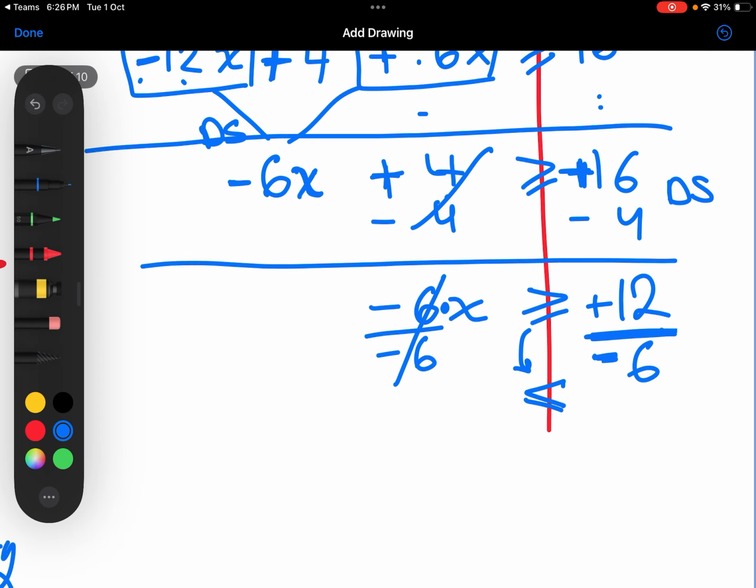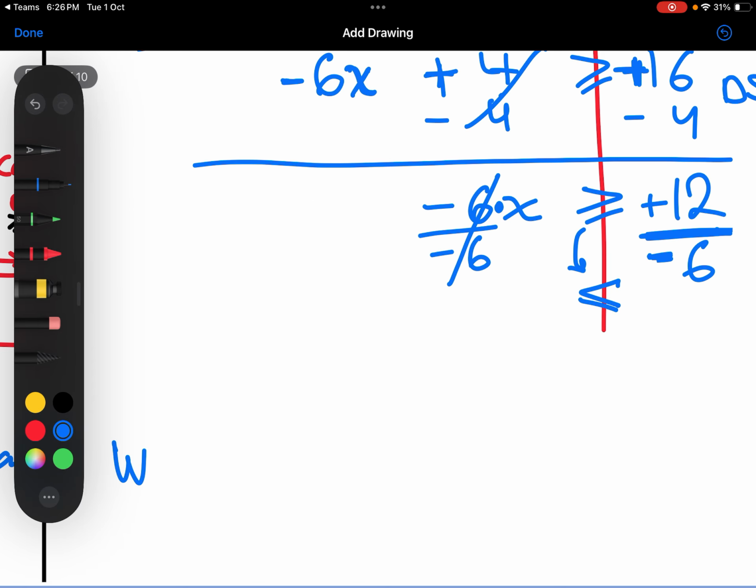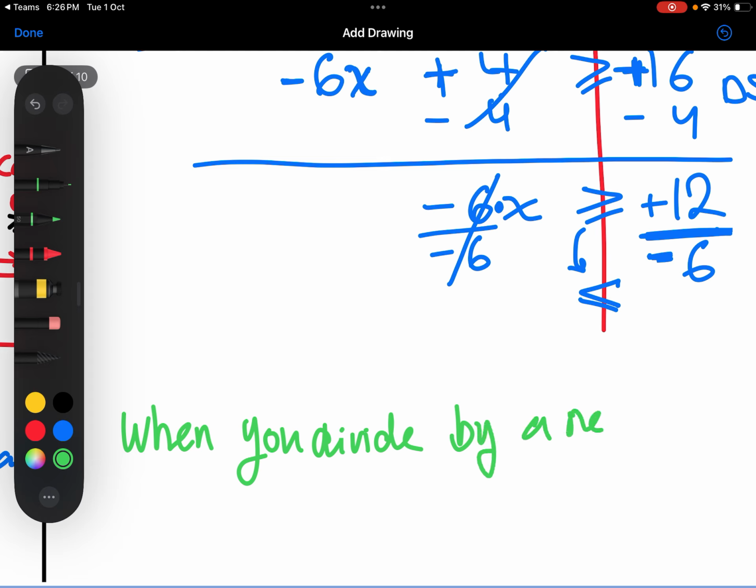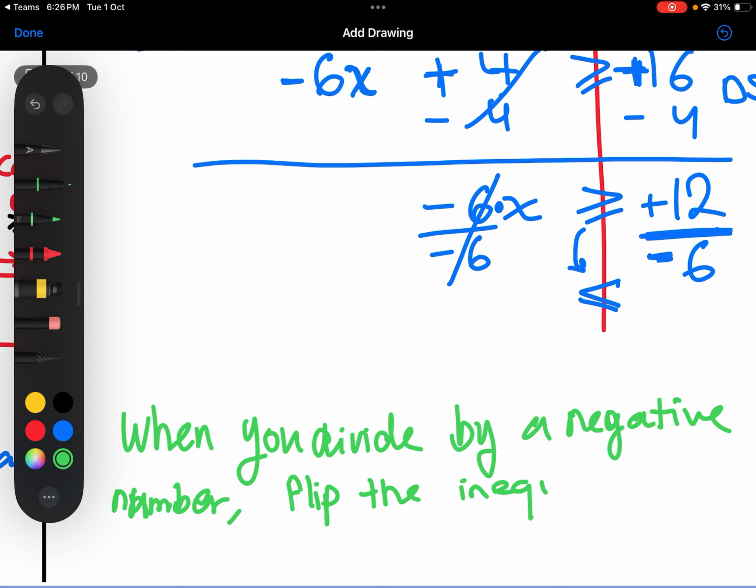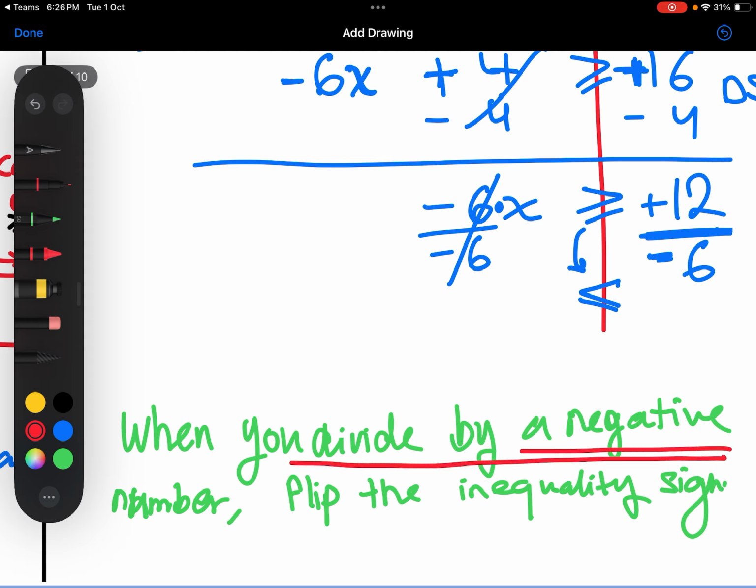So here, let me use another color. When you divide by a negative number, flip what? The inequality sign. So when you divide by a negative number, flip the inequality sign. So now what do I have left?